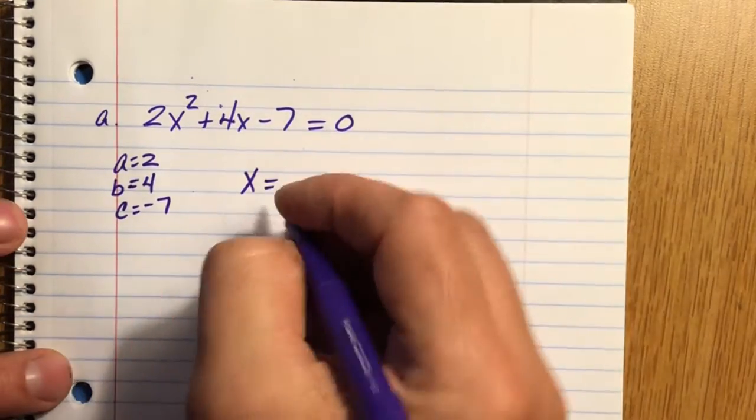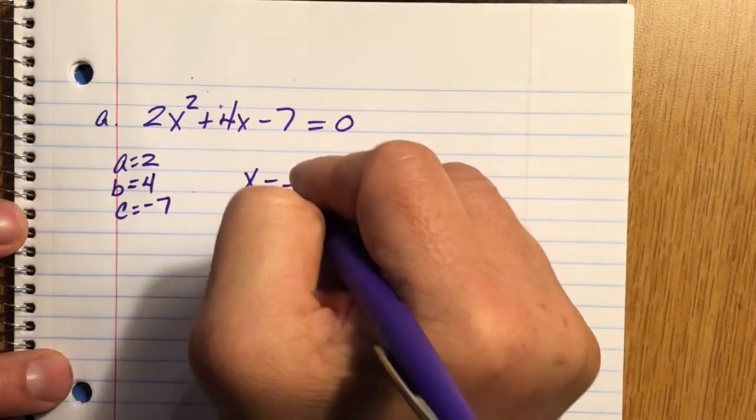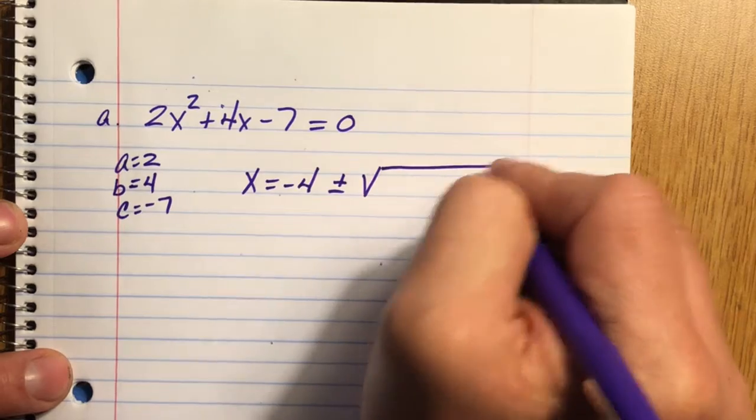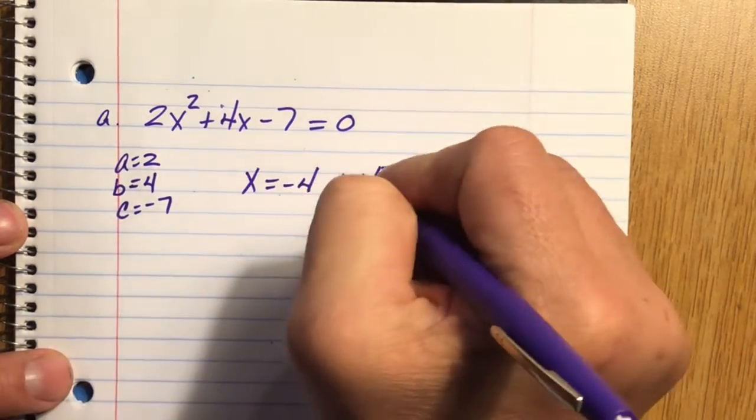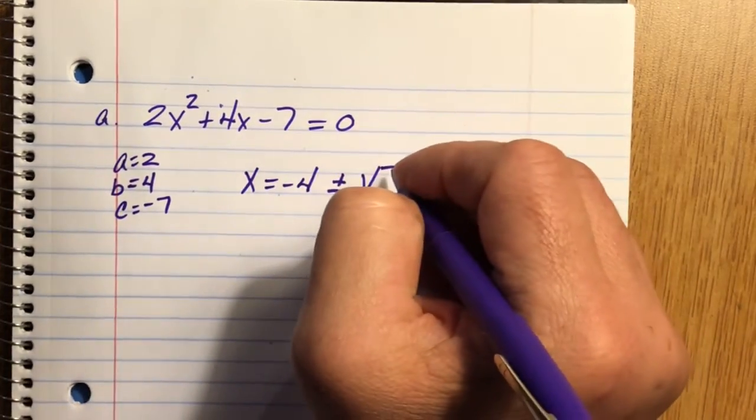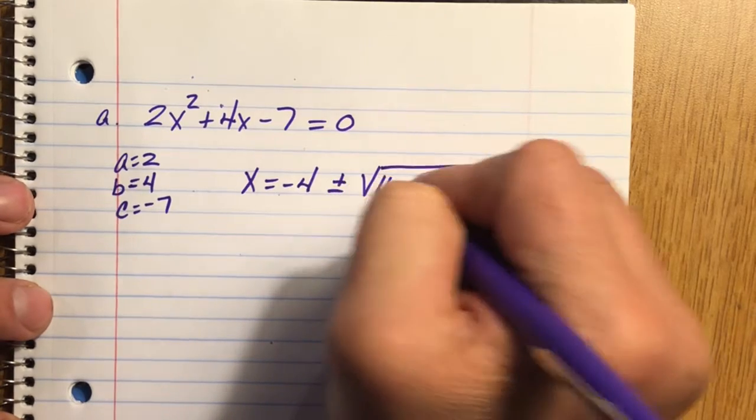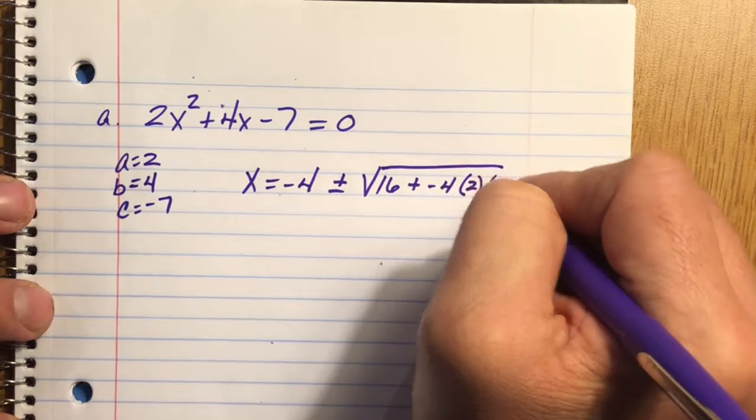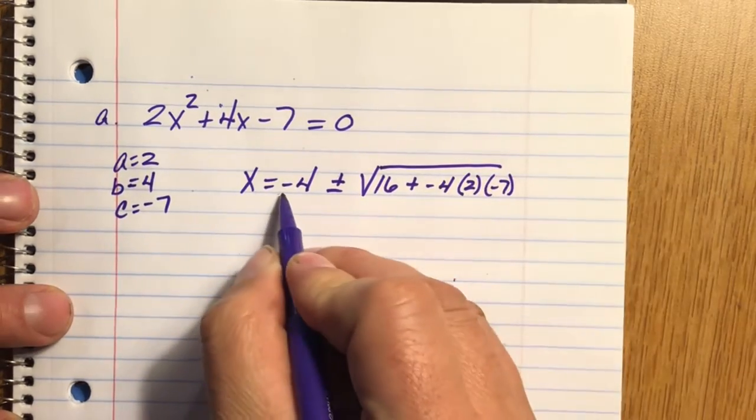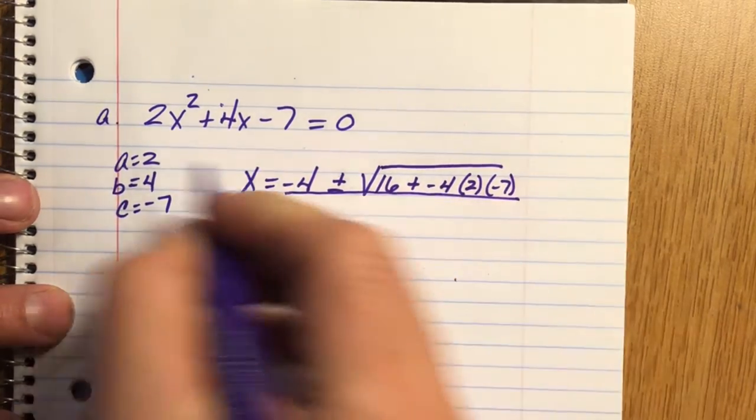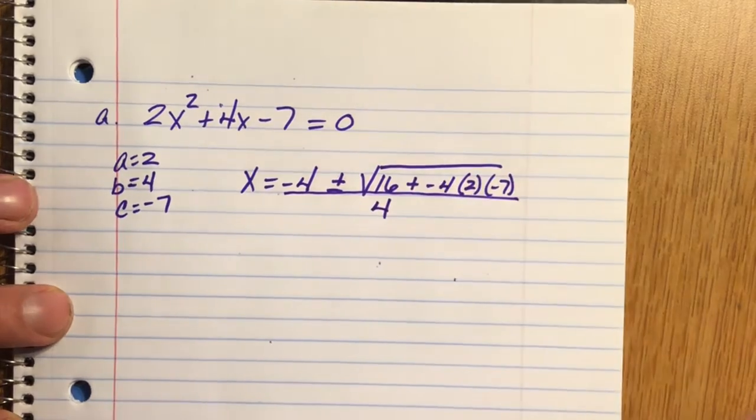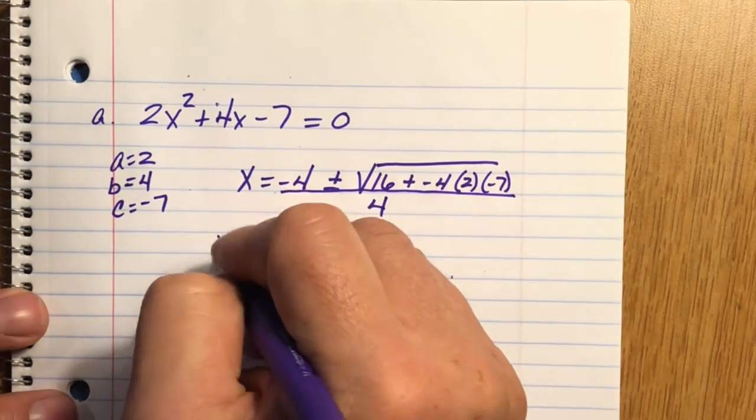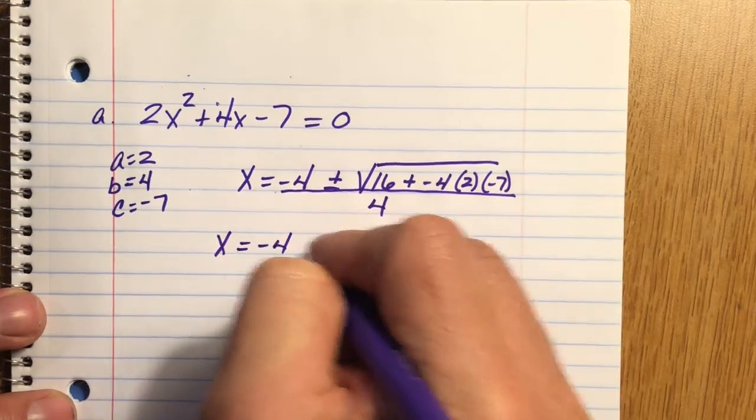So x equals the opposite of b plus or minus the square root of b squared. So 4 squared is not 8. 4 squared is 16 plus negative 4 times a and times c, all over 2 times a, which is 4. All right, let's keep simplifying. Negative 4 plus or minus.